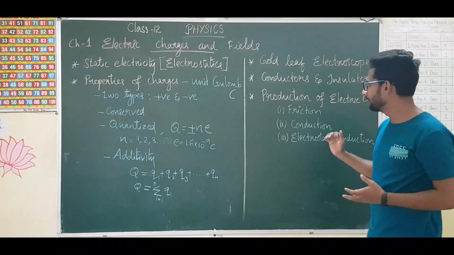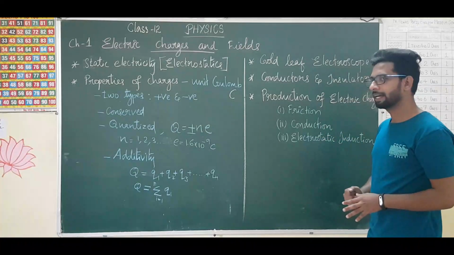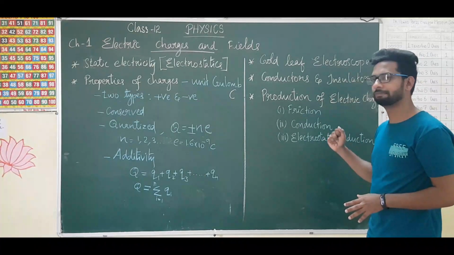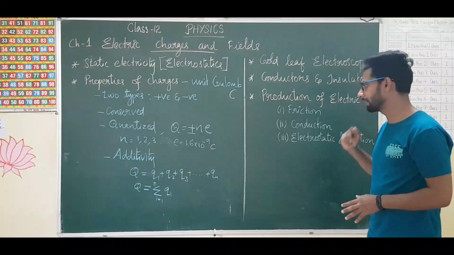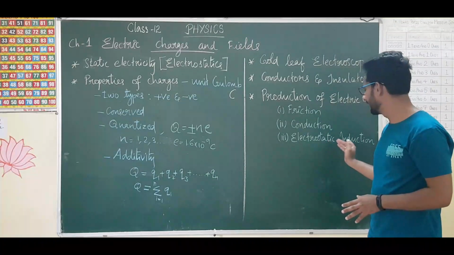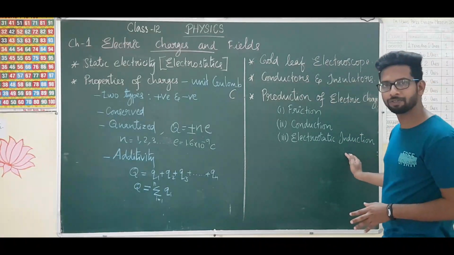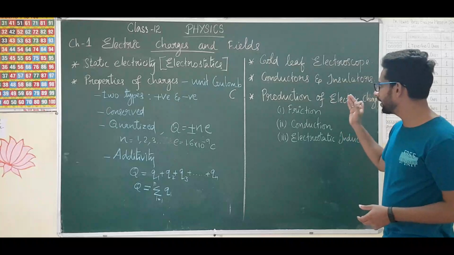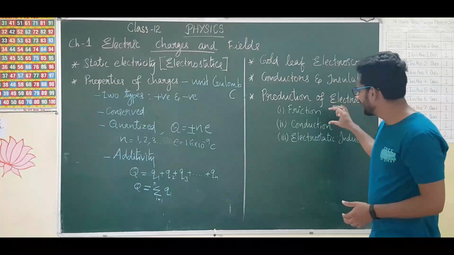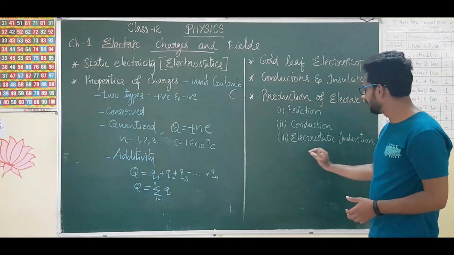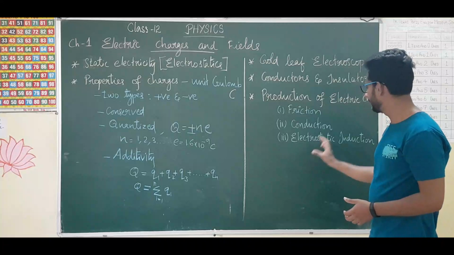There are three methods to produce charges on the surface of a body. The first one is friction. The electricity formed by friction is known as frictional electricity. The second one is electrostatic conduction, and the third one is electrostatic induction. They are friction, conduction and induction. Okay, here you have to study only electrostatic induction, so I will briefly explain what I mean by electrostatic induction.